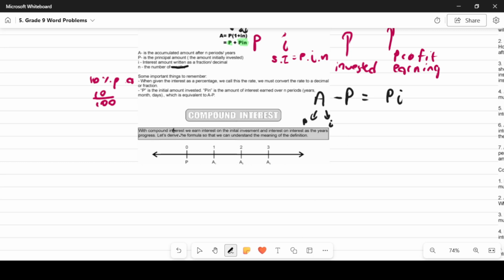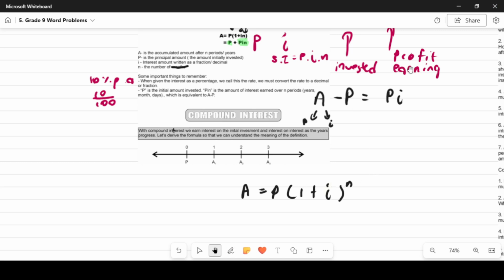Okay. With compound interest, we earn interest on the initial investment and interest on interest as the years progress. Let's derive the formula. So we're not going to derive the formula, right? These are notes that I took from higher grades like grade 11 and 12, because somewhat relevant to you. But all you have to remember is the formula for compound interest is A is equal to P into 1 plus I to the power of n.